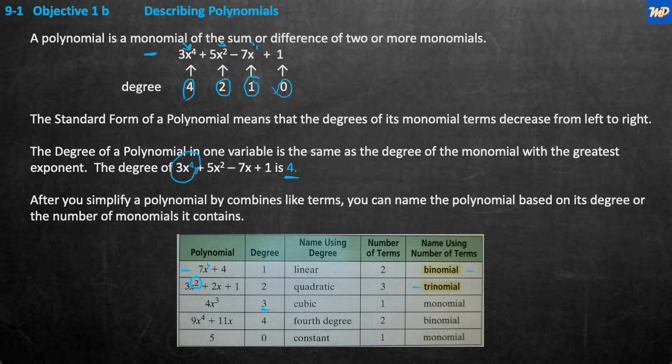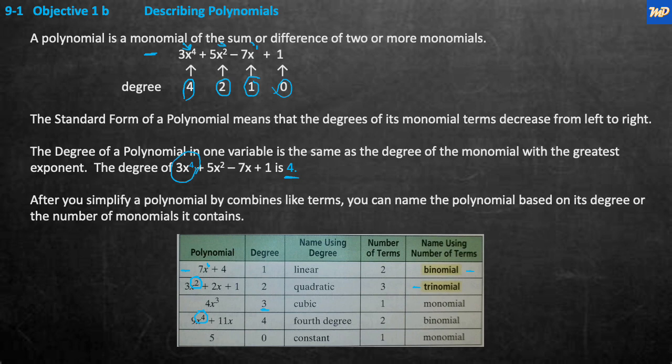And how about 9x to the 4th plus 11x? The degree is 4 because the highest exponent is 4. It's fourth degree. We don't have special names beyond cubic, quadratic and linear. This is fourth degree, two terms, binomial. It's a fourth degree binomial because there are two terms. And 5 is zeroth degree. It's a constant. The number of terms is 1, and it's just a monomial.